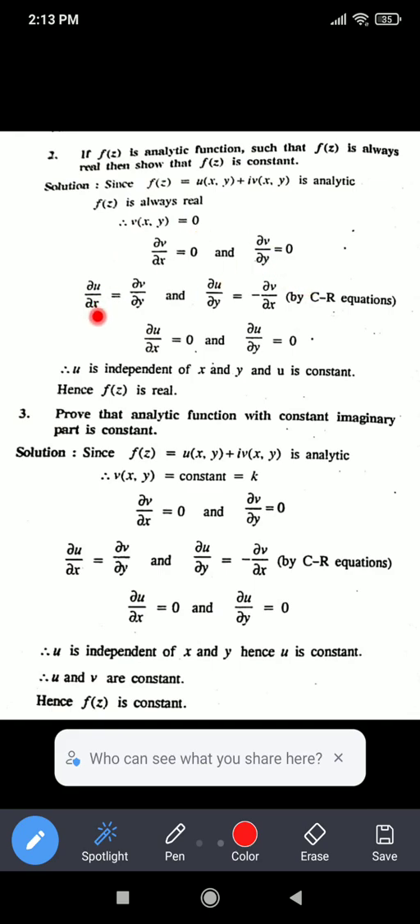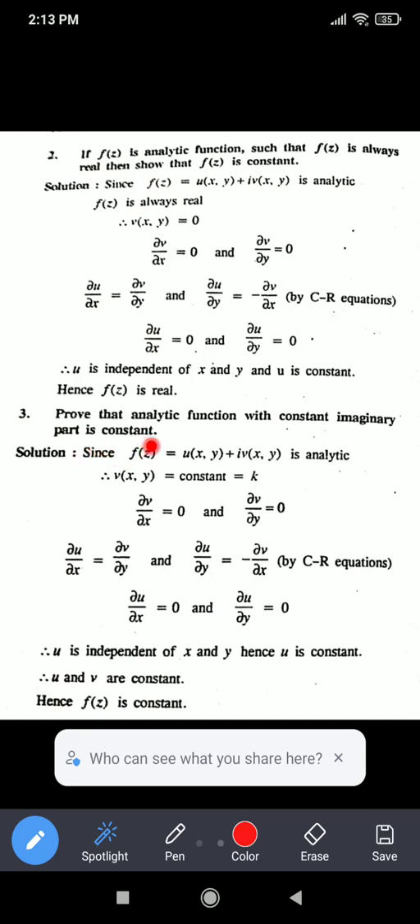Now, by using the CR equations, ∂u/∂x can be written as ∂v/∂y, and also ∂u/∂y is equal to minus ∂v/∂x. We know the values of ∂v/∂x and ∂v/∂y, and substituting these values, we get ∂u/∂x is 0 and also ∂u/∂y is 0. So now the function u is independent of x and y. Therefore, u is a constant. The real part is constant. Therefore, hence f of z is real. Okay. So now, in the same way, we have to solve the next example.